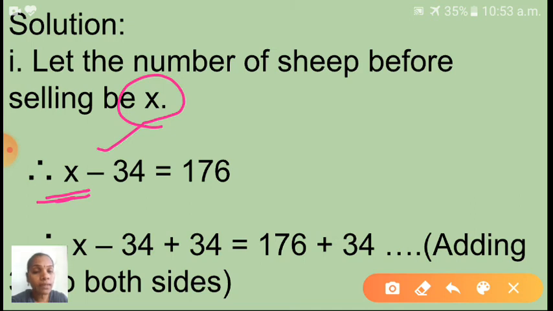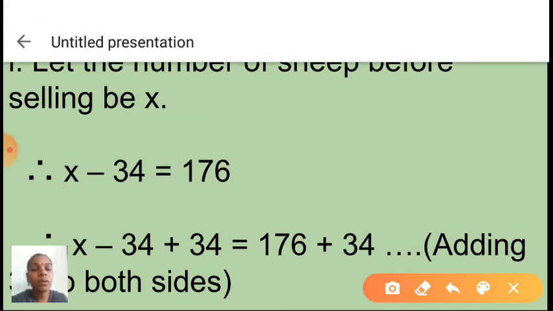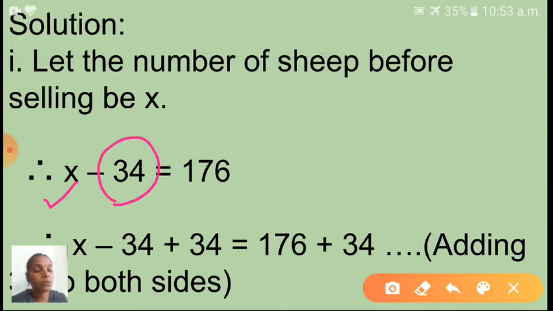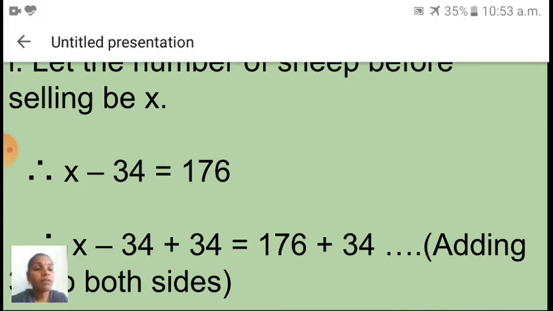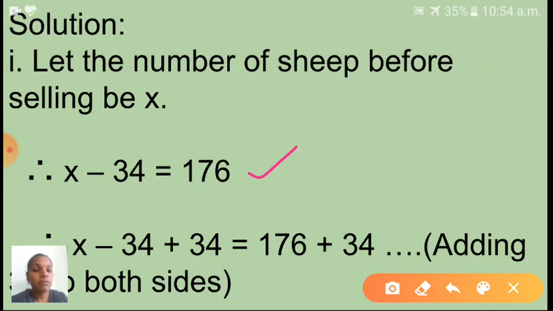So he was selling those 34 sheep to the market. That's why here I have written X. That means X is what? Total number of sheep, and this one is what? Selling to the market. That's why X minus 34 is equal to, after selling, how many sheep he was having, that is 176. Okay children. So based on that information you have to make an equation. X minus 34 is equal to 176.